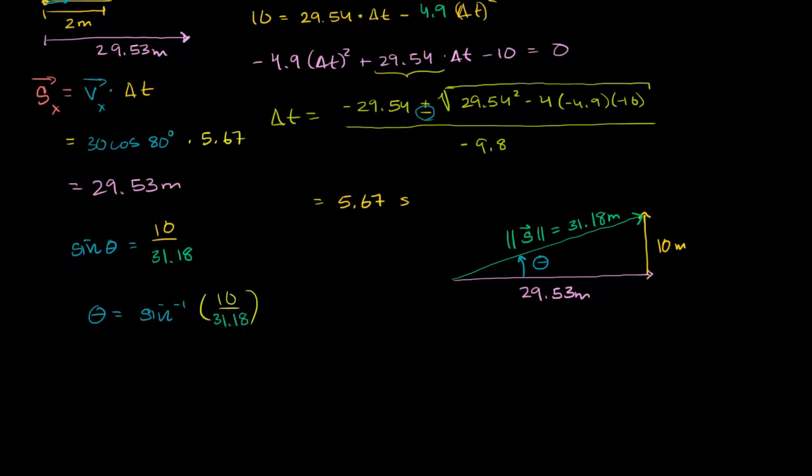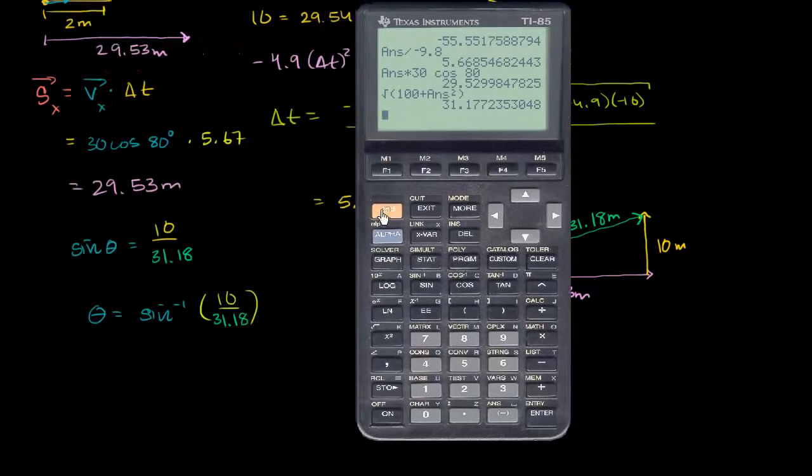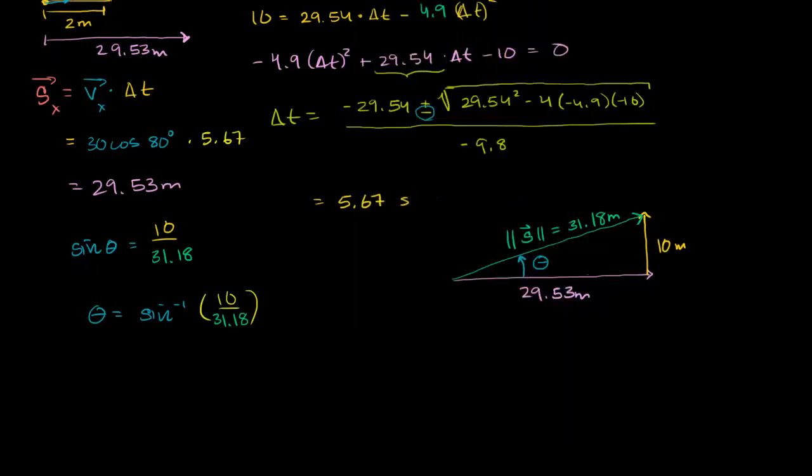So let's get the calculator out to figure out that value. I'm going to take the inverse sine, which is the same thing as the arc sine. This says, give me the angle that when I take its sine, I get this value. So the inverse sine of 10 divided by our previous answer, 31.18, gives me 18.71 degrees. So this is equal to 18.71 degrees above the horizontal.